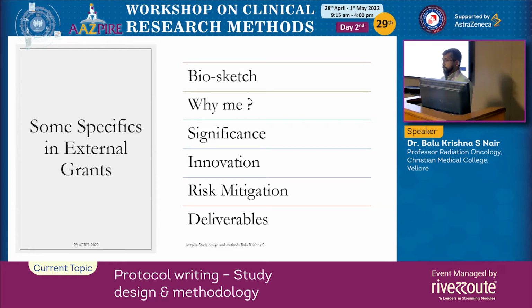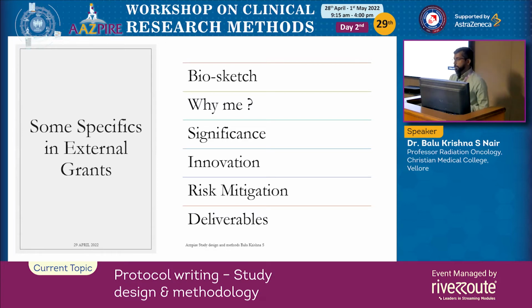Significance of your research. In your write-up, the significance of your research in the science should come out. The innovation of your research. Some people would ask you to specifically write what is the innovation, so you have to be able to clearly state that. Risk mitigation, I've been talking about it so far. Always anticipate risk and have the risk mitigation strategies ready.